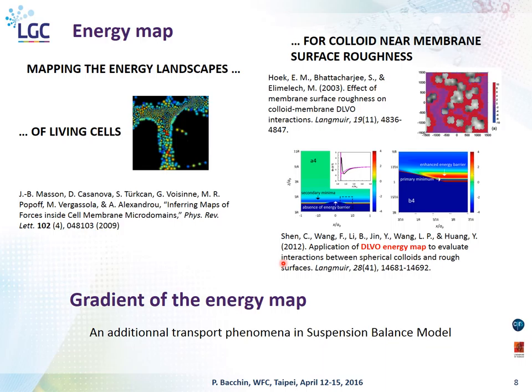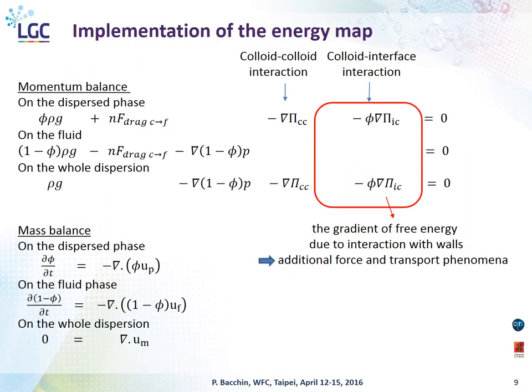If we have this kind of energy map, with a gradient of the energy map, we will be able to have an additional transport phenomenon in the suspension balance model. So we will implement in the momentum balance this additional transport phenomenon linked to the gradient of the free energy due to the interaction with walls. We will add this in the dispersed phase, and then also on the whole dispersion here.